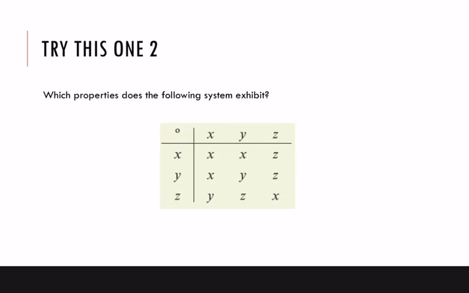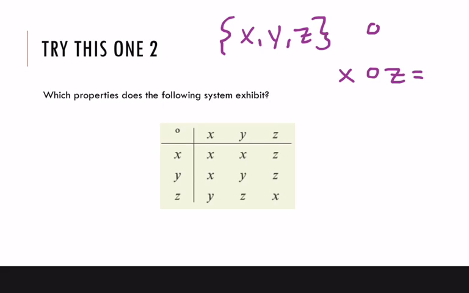Okay, so here we have another example. This is a mathematical system composed of the set x, y, z. And then we have this little operator, a circle, and we can just read that as a circle. We don't really know what this is doing, but it's just a way of combining elements in the set. So we could talk about x circle z, and that would just equal whatever answer we get when we combine those two things.